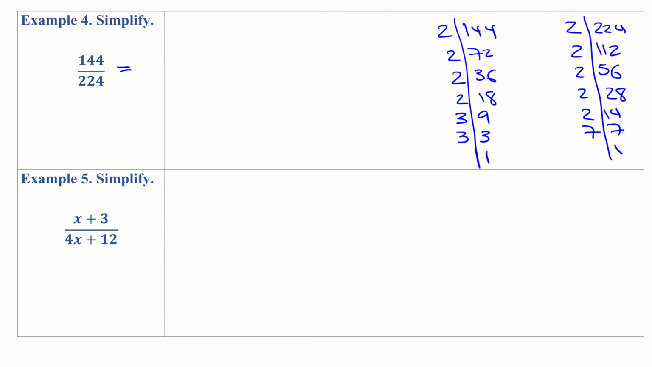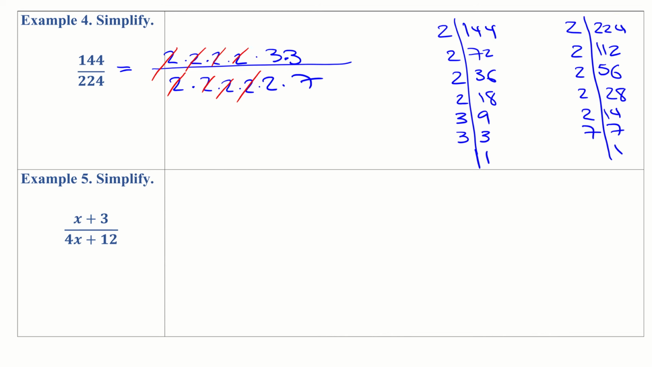Lost my whiteboard there for a second. In this way. For 144, we're just going to write 1, 2, 3, 4 factors of 2, 2 factors of 3. For 224, we're going to write 1, 2, 3, 4, 5 factors of 2 and a 7. So now we just cross cancel. This cancels this, this cancels this, this cancels this, this cancels this. And that's all the cancellation that's possible. The beauty of this prime factored form is that it leaves no doubt whatsoever that there is no more common factor that can be gotten rid of.